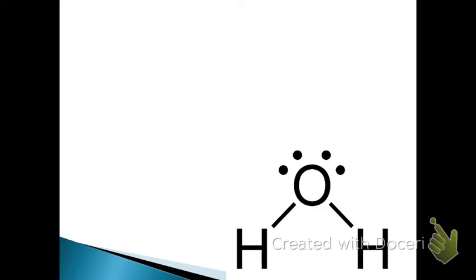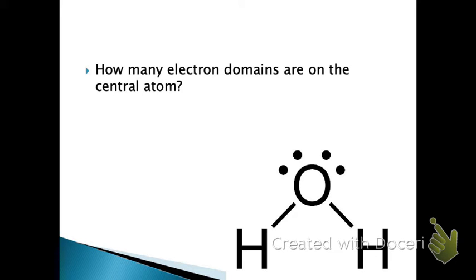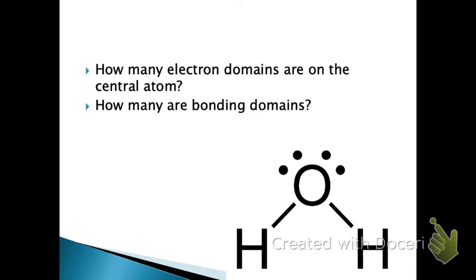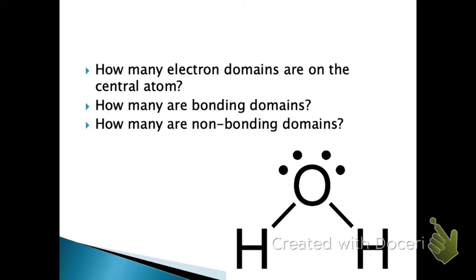Okay? But the question I want you to answer is, how many total electron domains are on the central atom for this molecule? How many total electron domains? Here's one, because it just contains a bond. This one contains a bond. This one contains a lone pair and a lone pair. So how many total domains do I have? Four. How many of them are bonding domains? Two of them. And how many are non-bonding domains? Two. Okay, so we have two bonding domains.